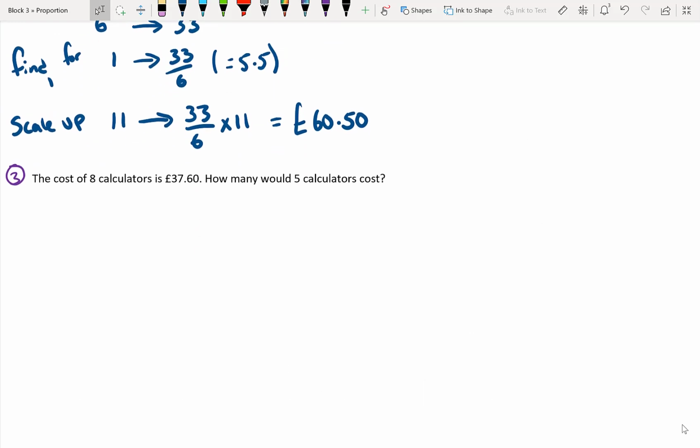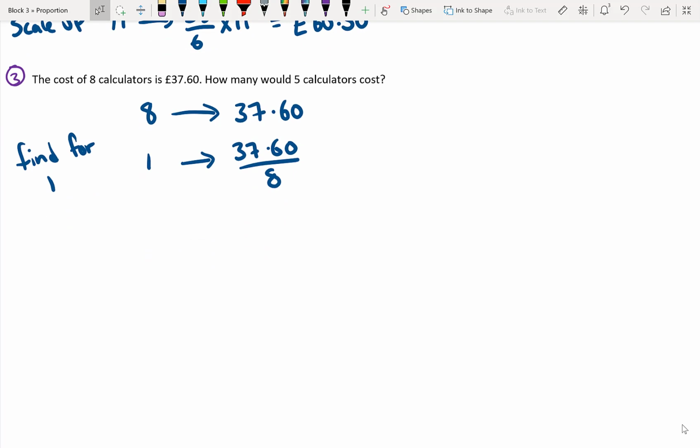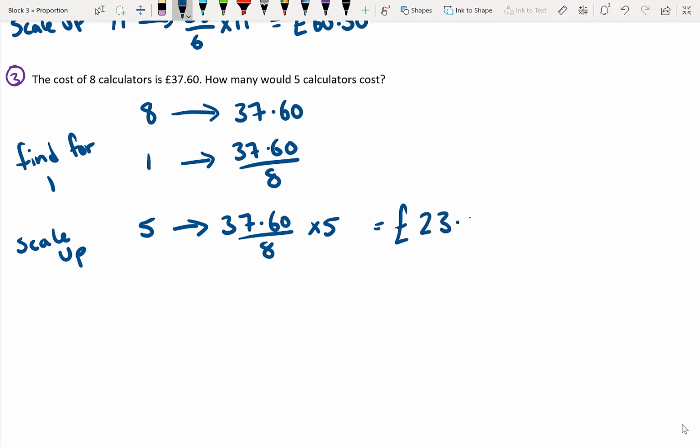Finally, we're looking at calculators, and we want the cost. 8 calculators cost £37.60. Find for 1, so I want to know how much one of them costs. If 8 cost £37.60, one of them is that much divided by 8. And finally, we're going to scale it up. I want to know how much 5 of them cost. If one of them costs that much, 5 of them is just going to cost 5 lots of that. So £37.60 divided by 8 times 5 is £23.50.